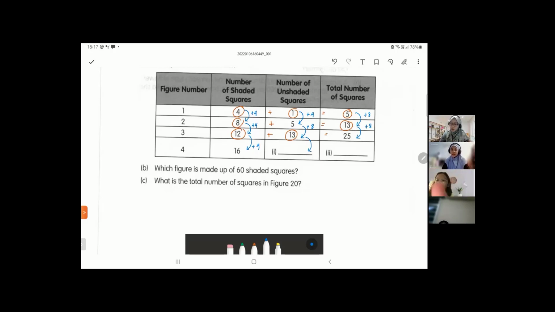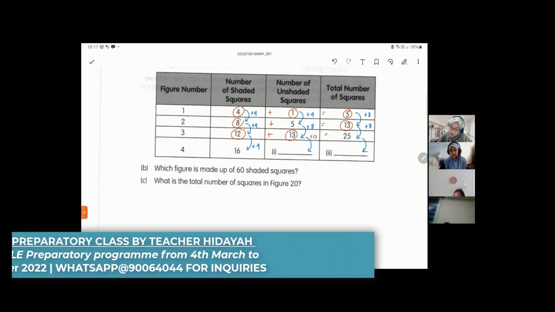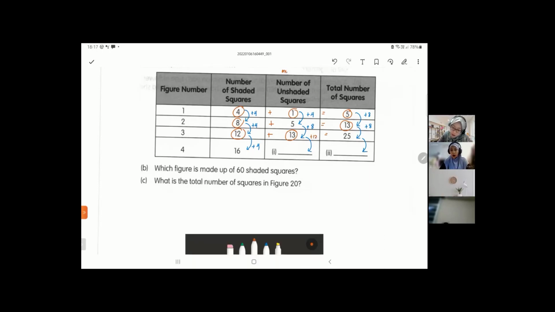Okay. Now, can I find the bottom part here for part A part 1 and A part 2? I can. Okay. So for A part 2, if you can see, this one is 13 plus, so the pattern is plus 12. 4, 8, 12. So this is in multiple of 4.